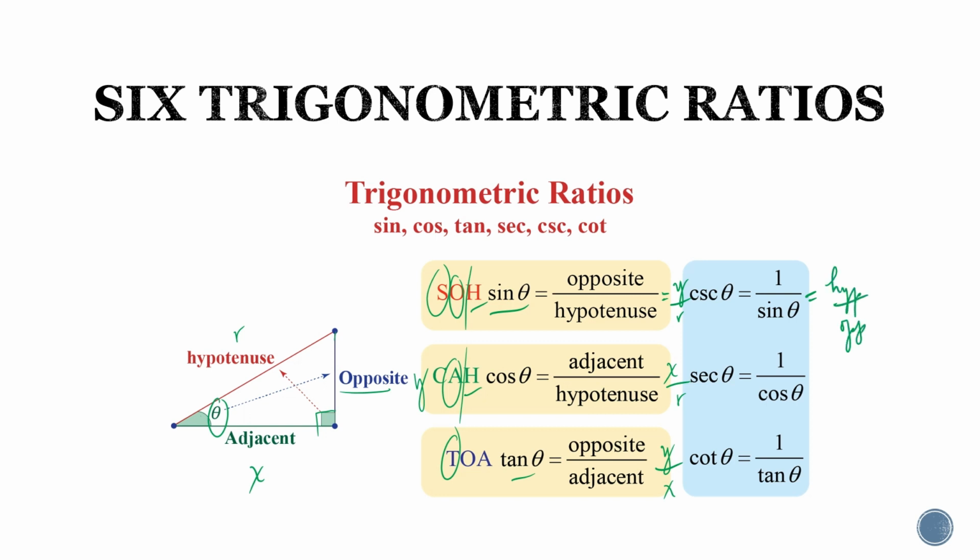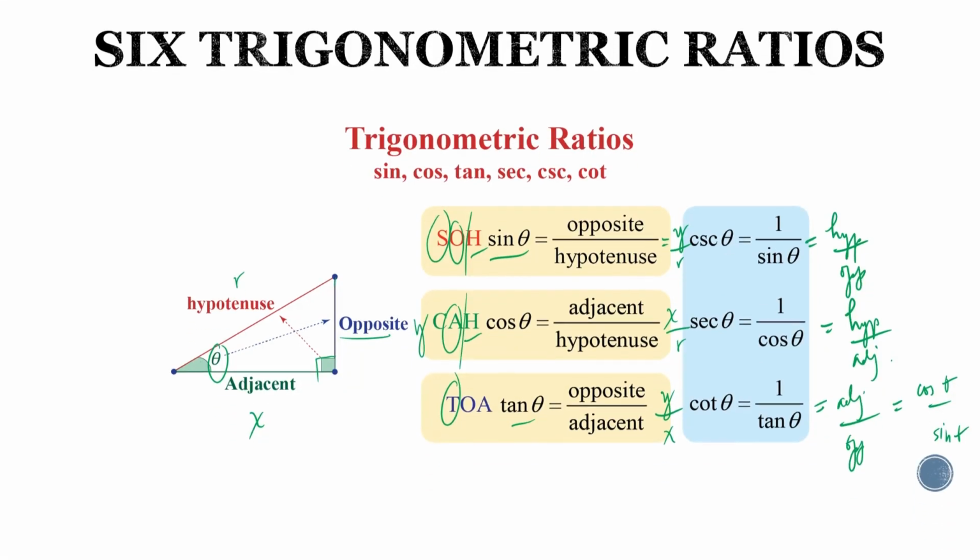The next is secant theta. Its reciprocal function is 1 over cos theta. It's also equal to hypotenuse over adjacent. Then cotangent theta, the reciprocal for that is 1 over tangent theta, or is equal to adjacent over opposite, or is equal to cos theta over sine theta.